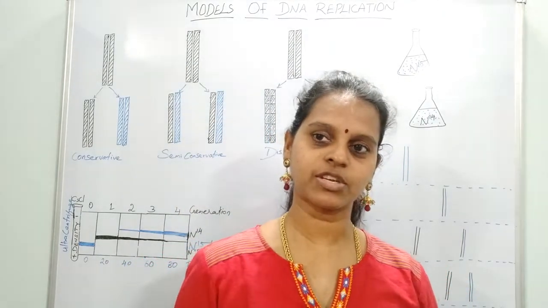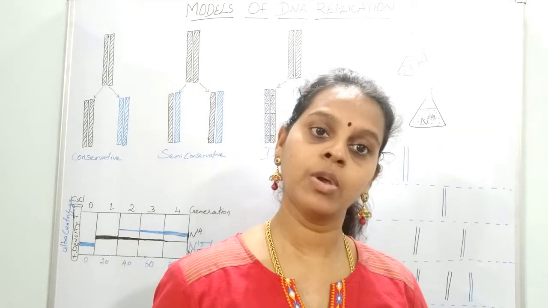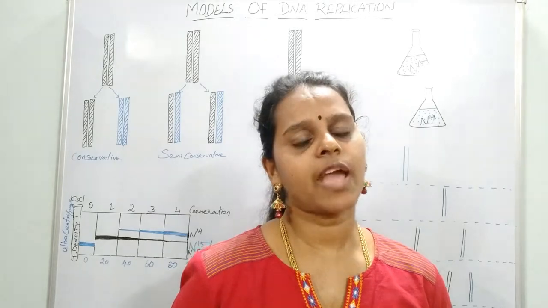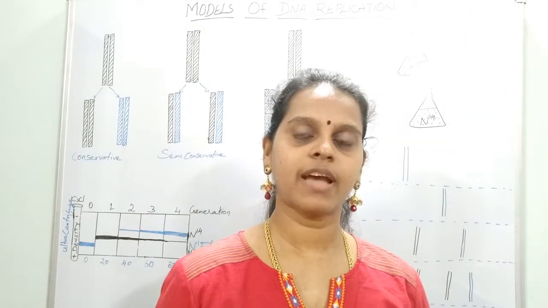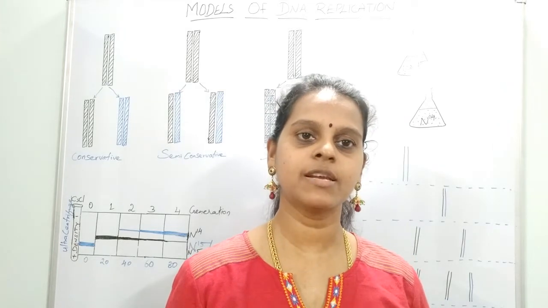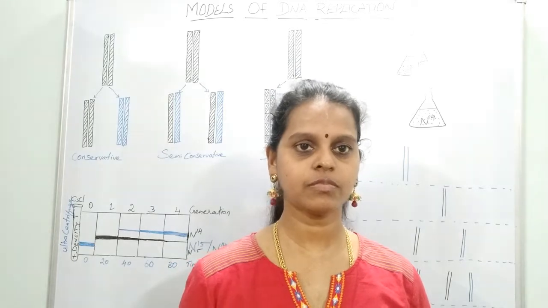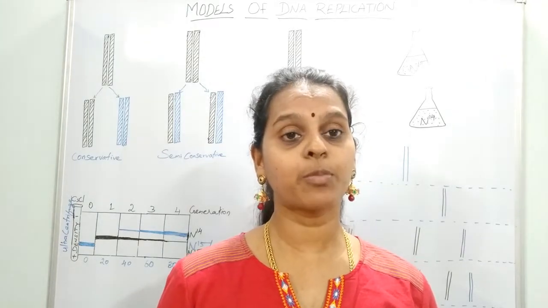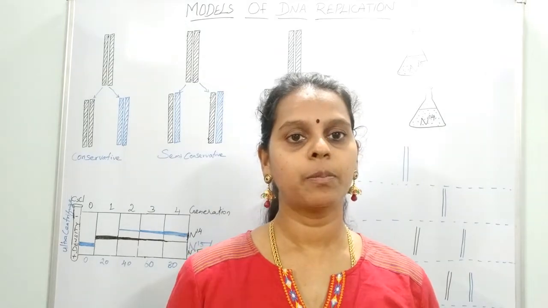Models of DNA replication. DNA is a double helical structure which transfers genetic information from one generation to the next. After the discovery of the double helical structure by Watson and Crick, there was a question among the scientists: by which model is this DNA getting replicated? There are three proposed models in which the DNA is replicated.